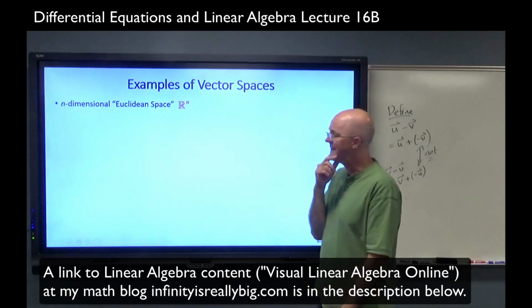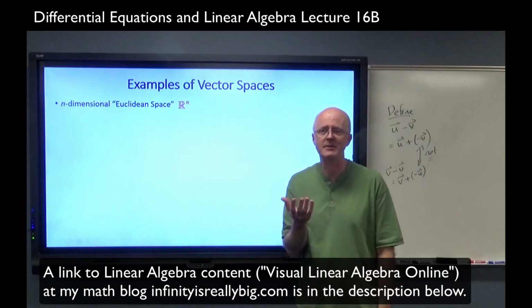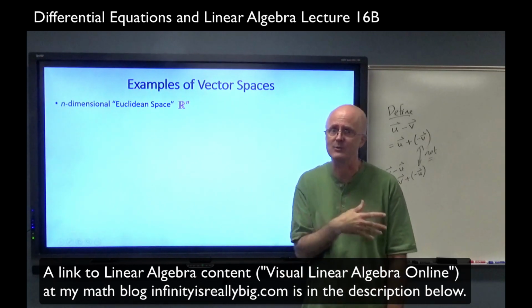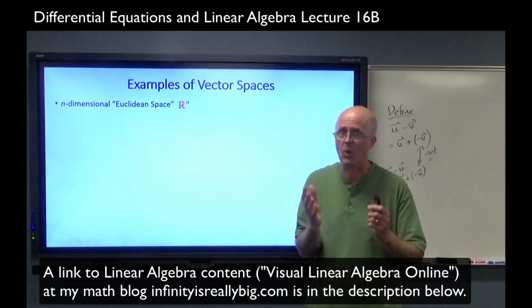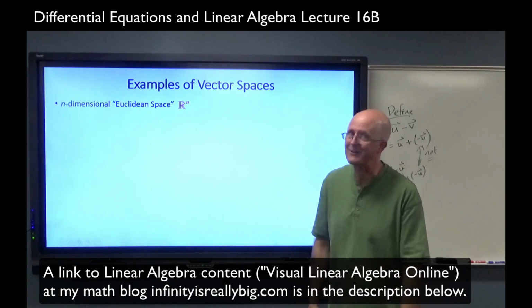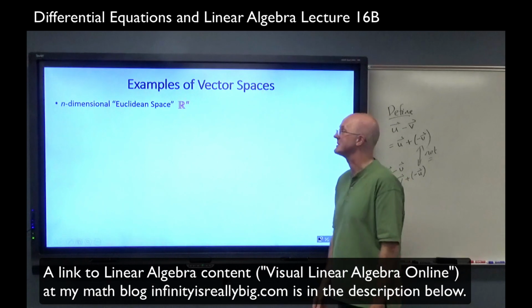Why is it called Euclidean space? Essentially because the geometry of this is Euclidean as opposed to non-Euclidean. Things work geometrically the way you think they should. Non-Euclidean geometry is a pretty strange subject.